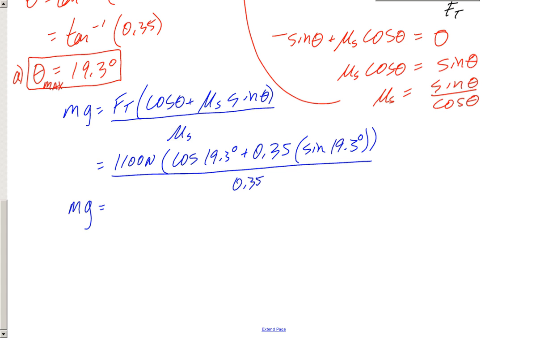Okay, so let's take a look at the answer on the calculator. I got 3330 newtons, and I believe that is the answer on the answer key. Okay, so there we go with problem 17.